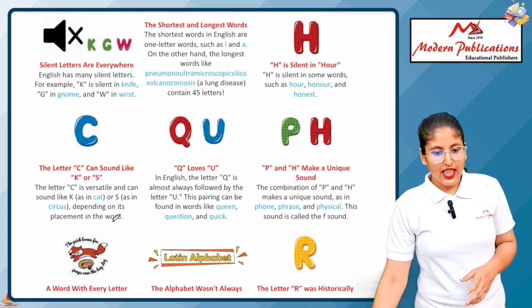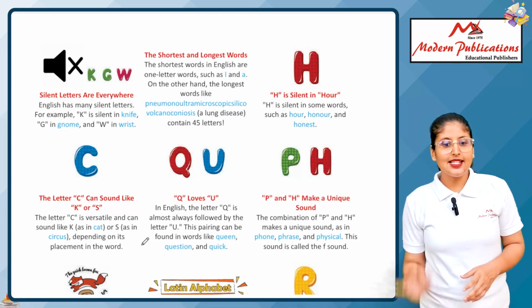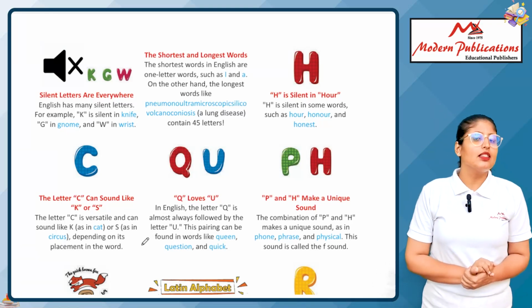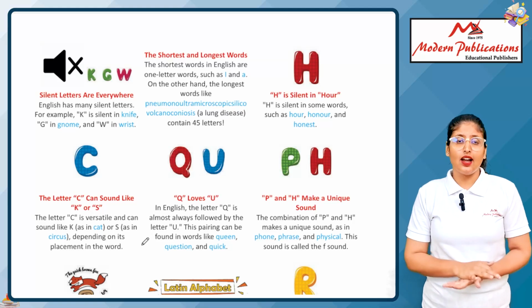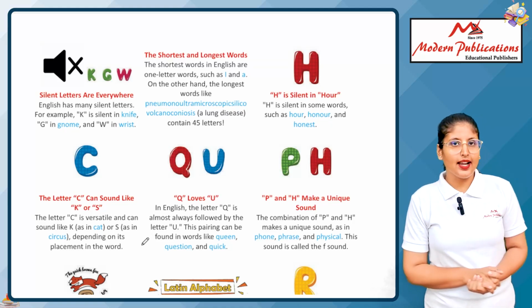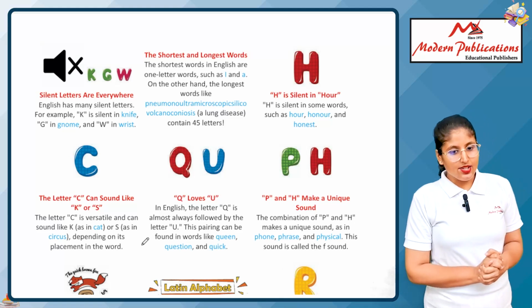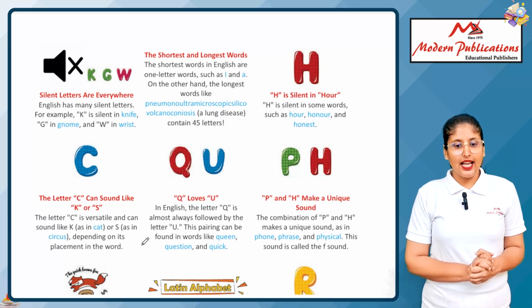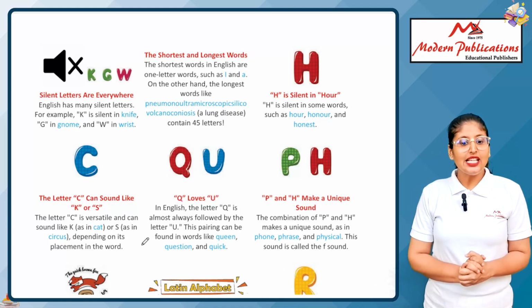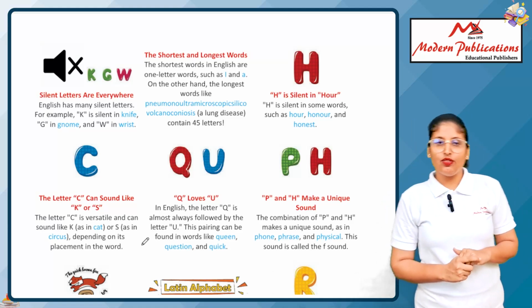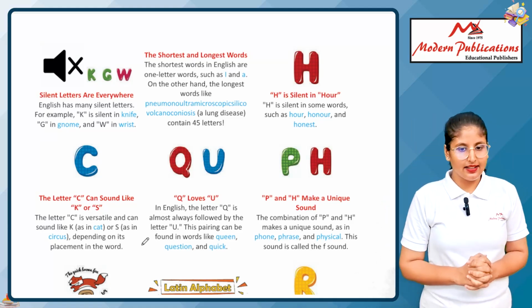Okay. Next one is that silent letters are everywhere. There are some letters that are known as silent letters. So what are they? Let's see. English has many silent letters. For example, K is silent in knife, G is silent in gummy, and W in wrist. These letters are silent letters.